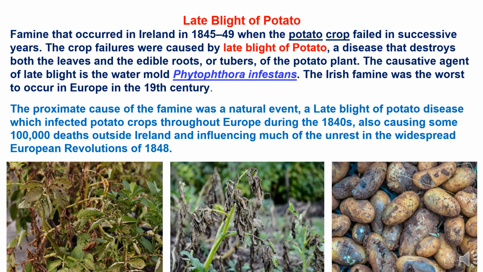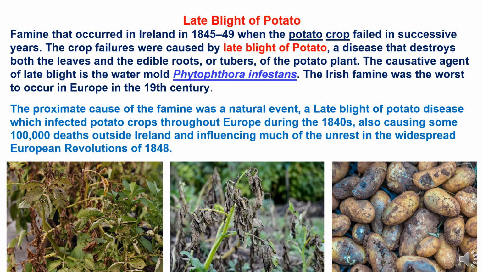Now, important disease of potato crop. Late blight of potato, which is caused by the fungus Phytophthora infestans. The famine that occurred in Ireland in 1845-49 when the potato crop failed in successive years. The crop failures were caused by late blight of potato disease, a disease that destroys both the leaves and the edible roots or tubers of the potato plant.